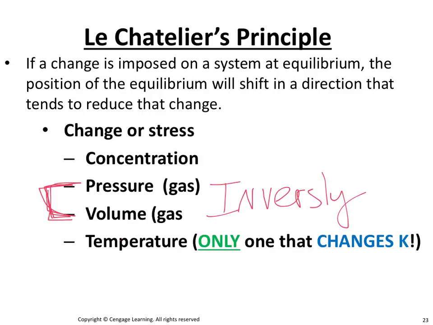What have I done to the volume? Drastically decreased it. What have I done to your collisions? Drastically increased. So if your volume shrinks, what should your pressure do? Go through the roof, right? So that's how they're related, and that's how they're going to move, okay?